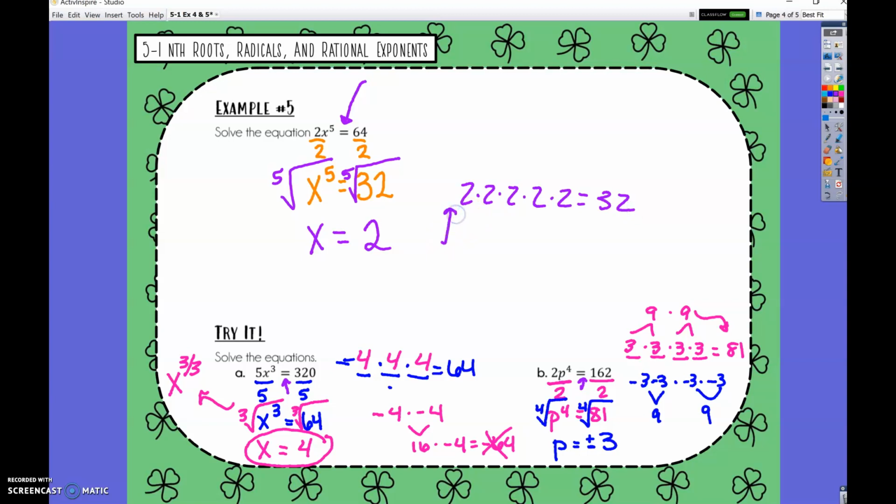Would we want this to be a negative? Think about it. But in this case, our only answer, you should have thought, nope, negative would give me one too many odd numbers. I only want it to be a positive 32.